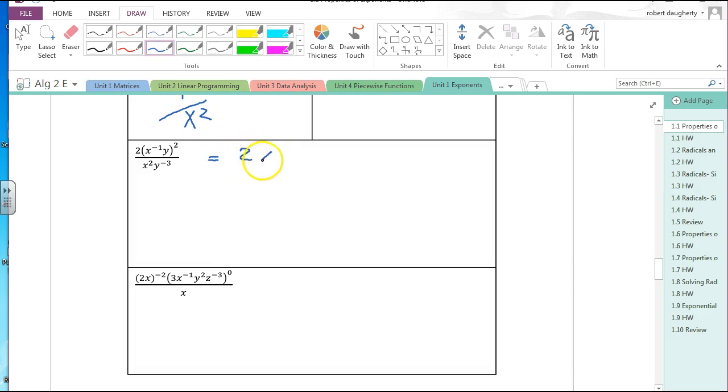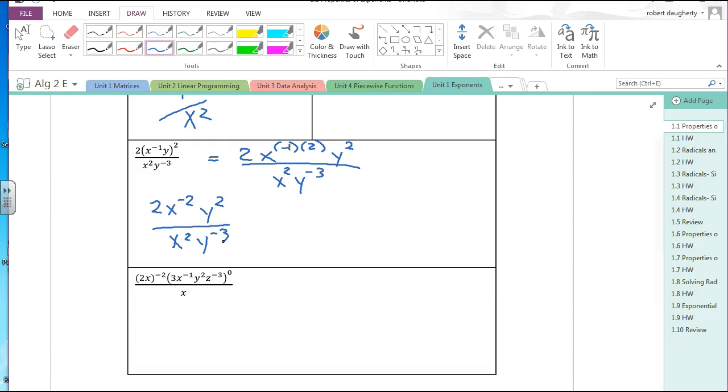This is 2 times x. What is the x going to be to what power? What do I do with these exponents? Multiply them. So this is 2x to the negative 1 times 2, y squared over x squared y to the negative 3. So this is 2x to the negative 2 y squared over x squared y to the negative 3. How do I get rid of those negative exponents?